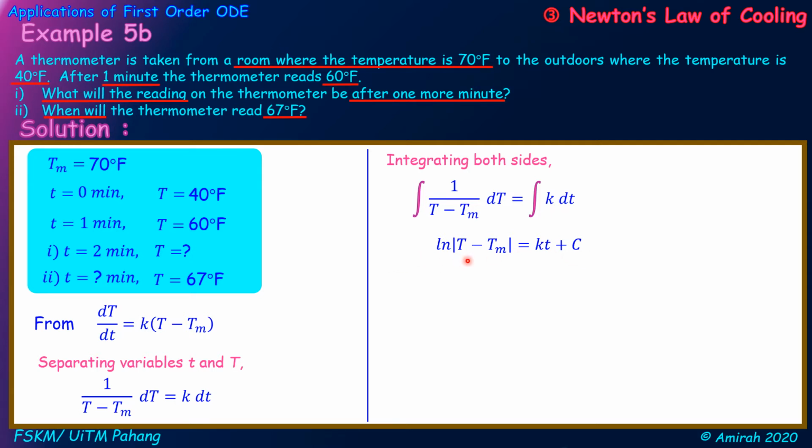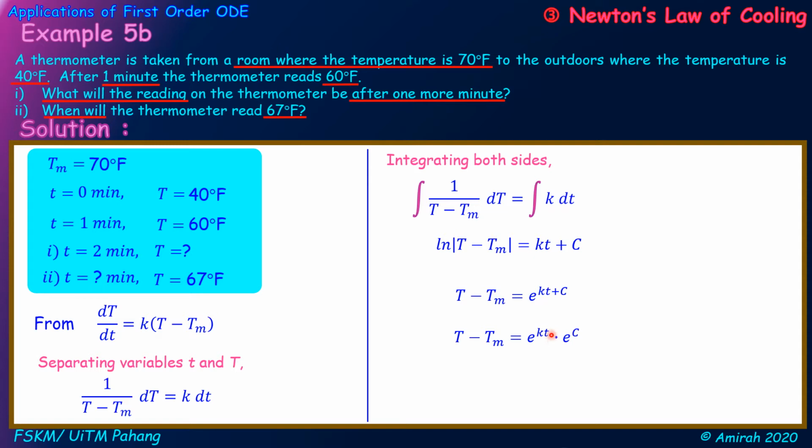Alright. After that, we need to write T minus Tm as a subject. So we move ln to right hand side. So we get left hand side equals to T minus Tm. And now on right hand side we get index base e, after we move ln to right hand side. e is Euler's number, and then to the power of kt plus c.